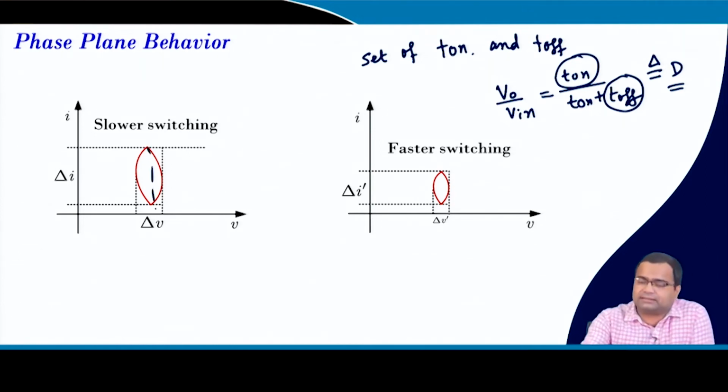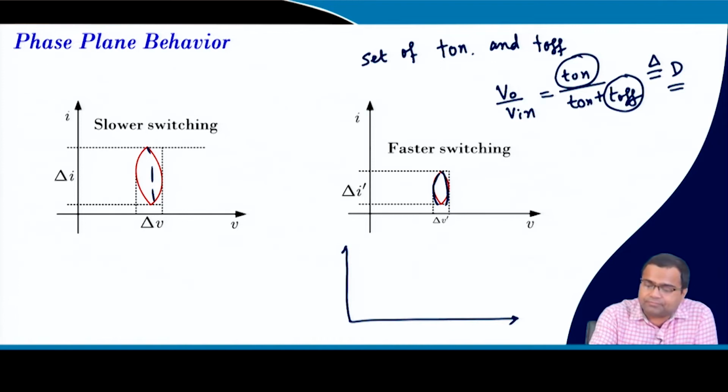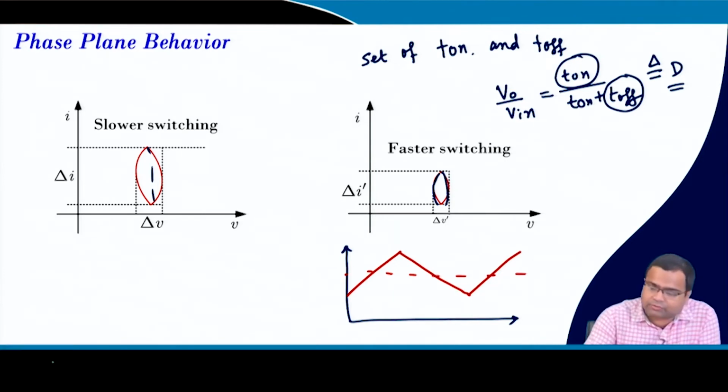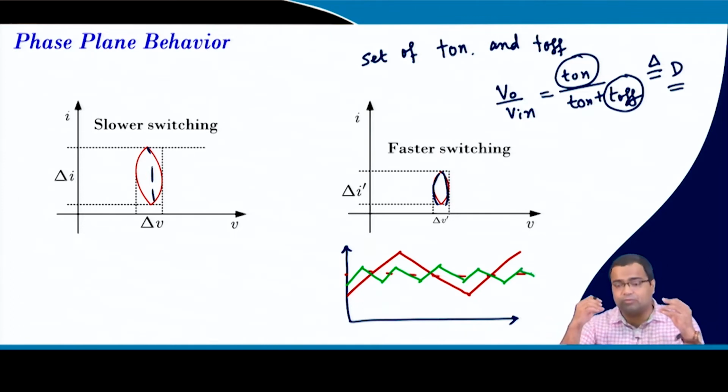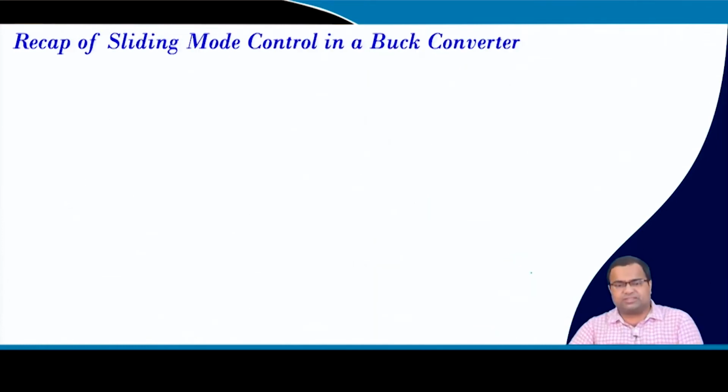If we reduce that, then we can reduce this ripple. In the time domain it will look like this. Suppose in one scenario we have a current ripple like this, with an average value of this, and in the other scenario we have something like this. The average will remain the same, but we have increased the switching frequency and the ripple has come down. So, these are the faster and slower switching frequencies.